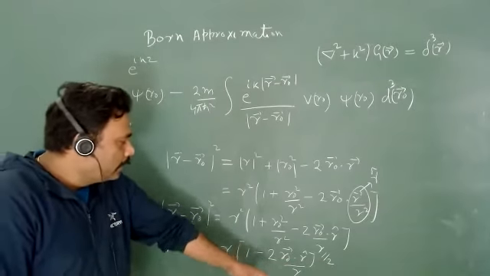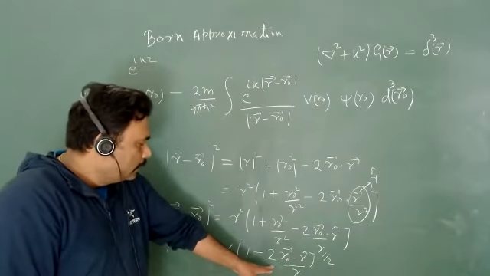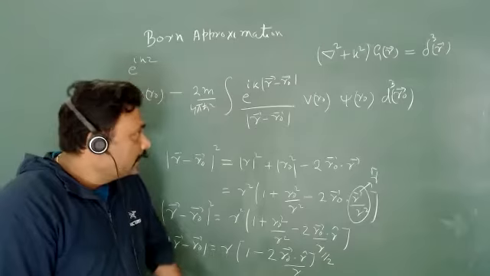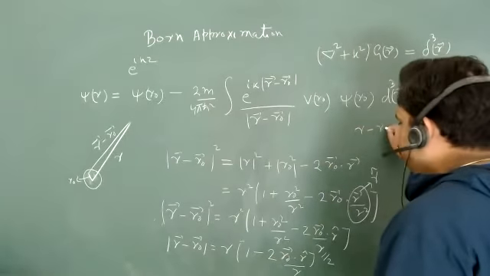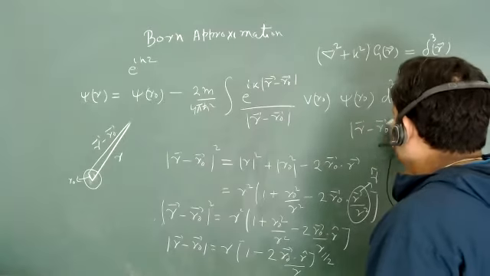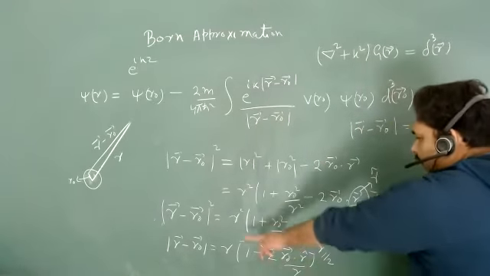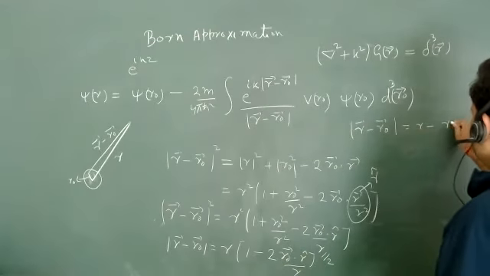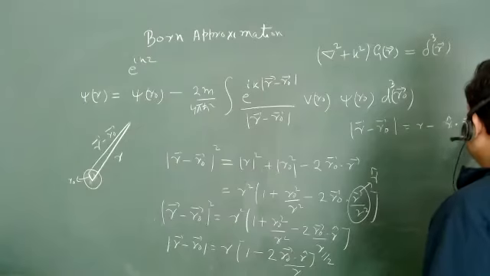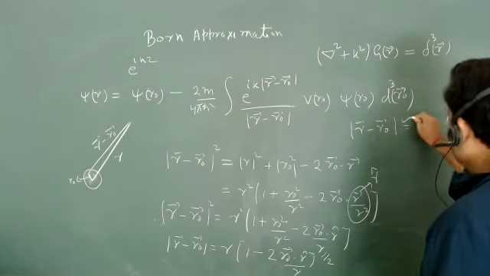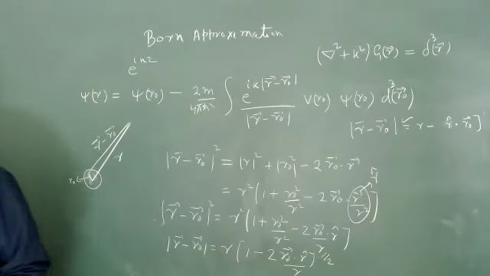Then what will happen? Sorry, the half and half will cancel out. We keep only the first term. After doing binomial expansion, this can be written as r minus, this 2 will also cancel out, this r will also cancel out. So this value can be r cap dot r naught. We can write this as approximately equal to. This is a high level of approximation we have done here. We can write it, right?